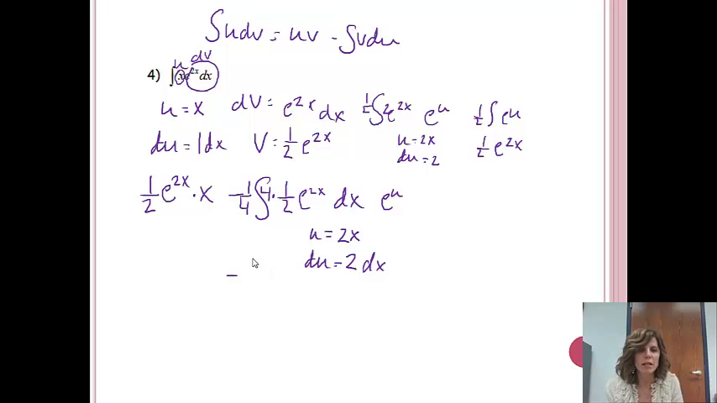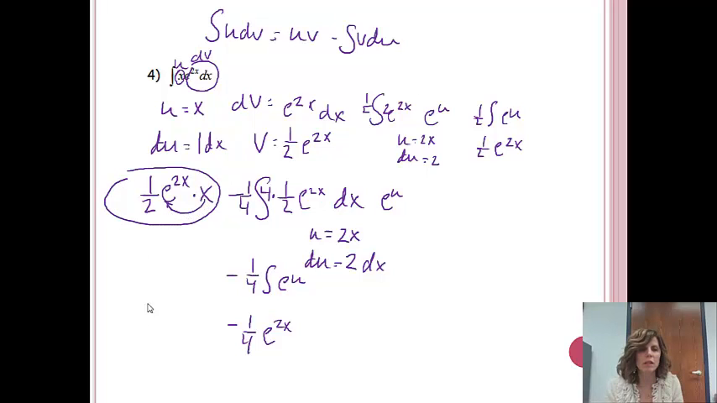So this now becomes minus 1/4 the integral of e to the u, and the integral of e to the u is simply e to the u. So I'll have negative 1/4 e to the 2x. I'm just now going to carry down what I've already found over here. I'm going to write that x in between those two. I personally think it just looks cleaner. So 1/2 x e to the 2x minus 1/4 e to the 2x, and then plus c. So hopefully now you can find the integral using integration by parts.